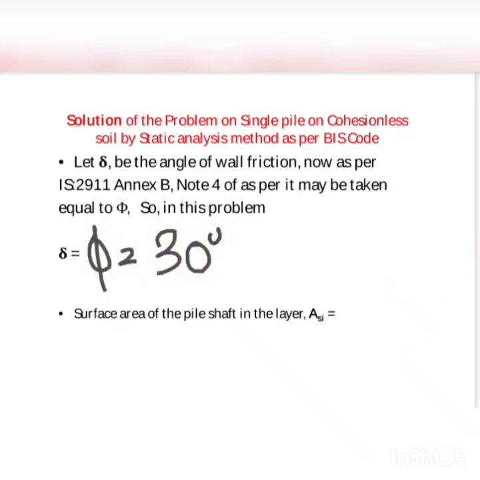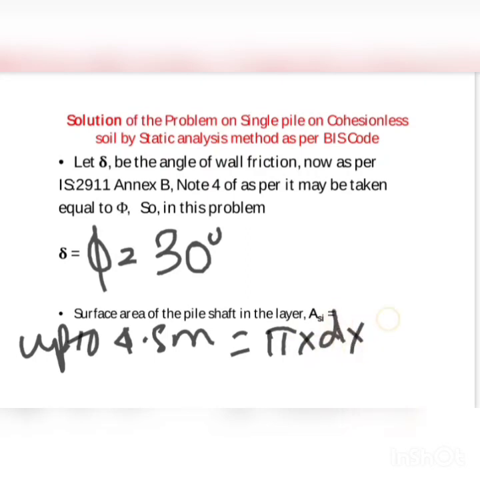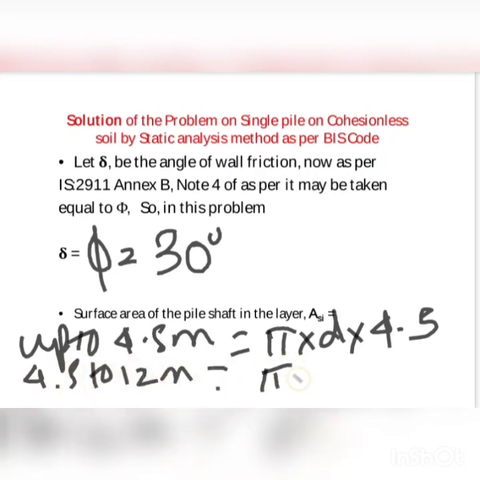Now surface area of the pile shaft in the layer. Now this will vary because up to 4.5 meter, the surface area will be pi into d into length, which will be 4.5, and from 4.5 to 12 meter, this will be pi into d into 7.5. I hope you have understood this.